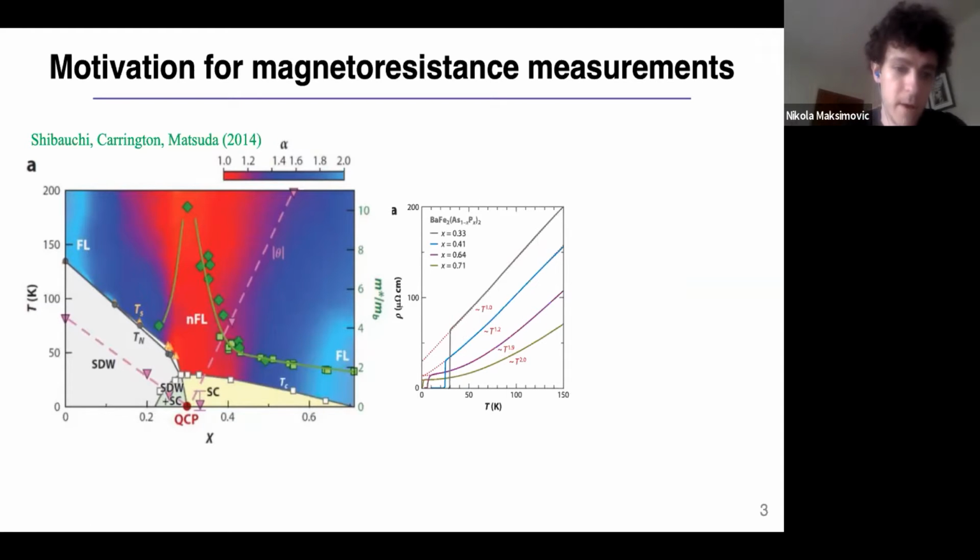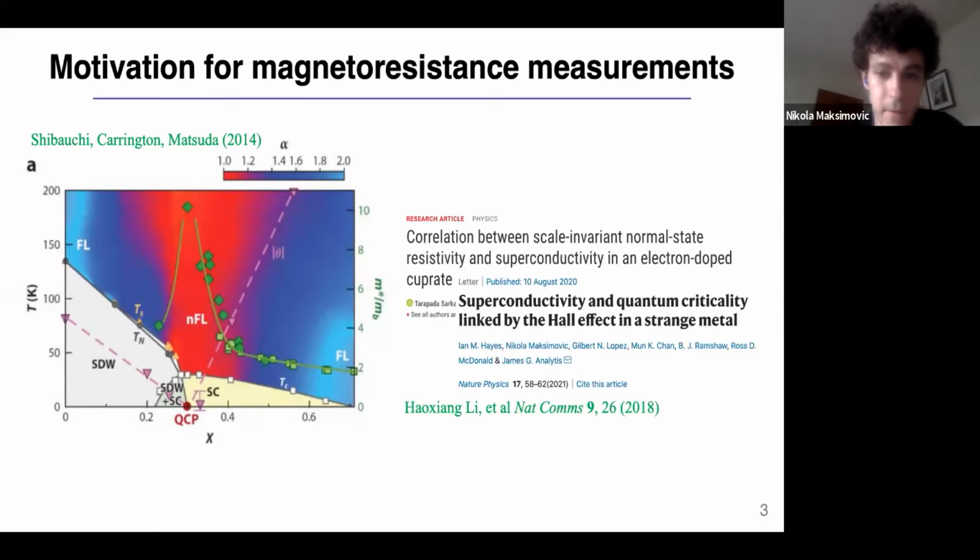And this suggests that somehow remnant antiferromagnetism or quantum criticality is really affecting the transport characteristics in this regime of optimal superconductivity. And this idea has existed for a while that the transport behavior of the normal state is actually somehow correlated to the strength of the superconducting state. Here I highlight a few modern papers on the topic, especially Ian Hayes's paper. Stay tuned for the next talk. Where you can see correlations between transport coefficients and the superconducting state itself. So this is why it's important to understand transport.